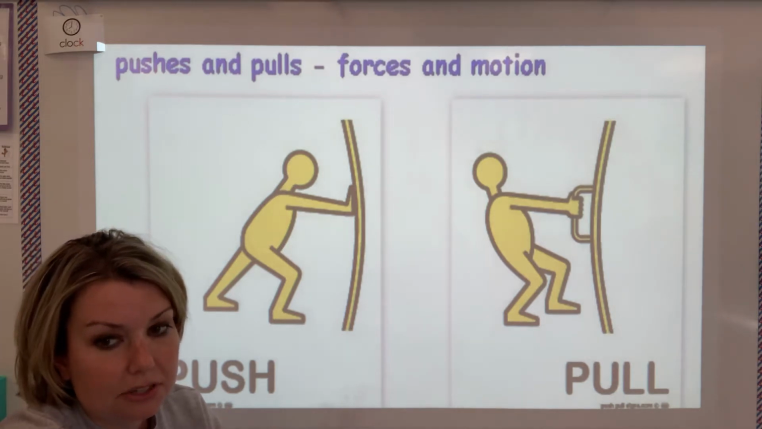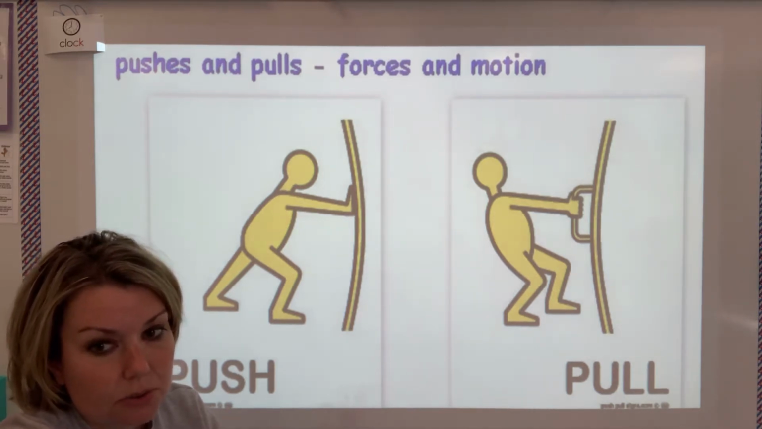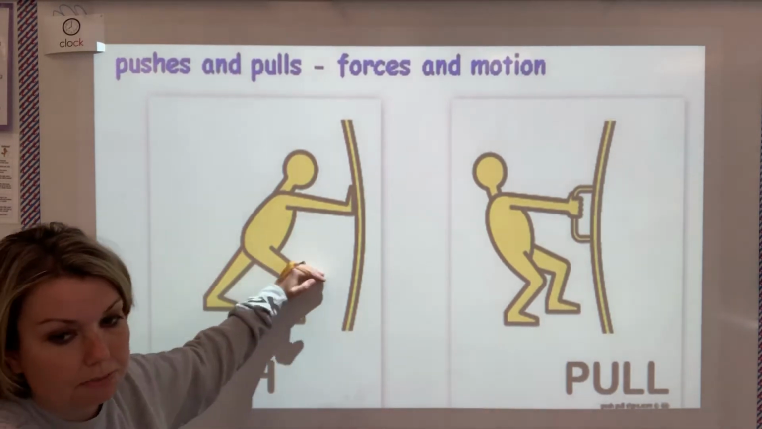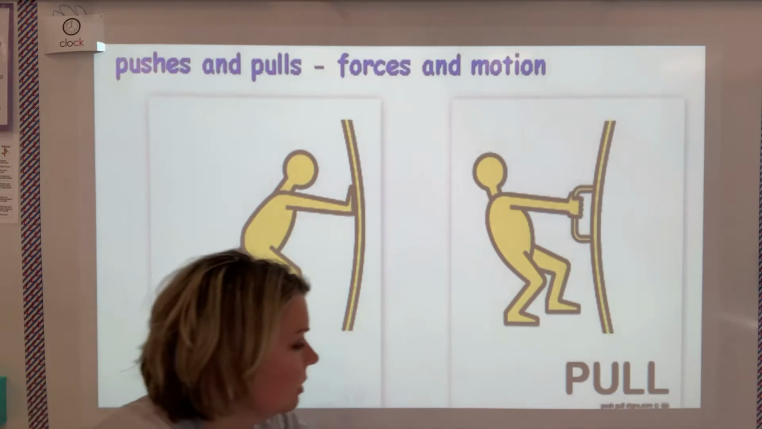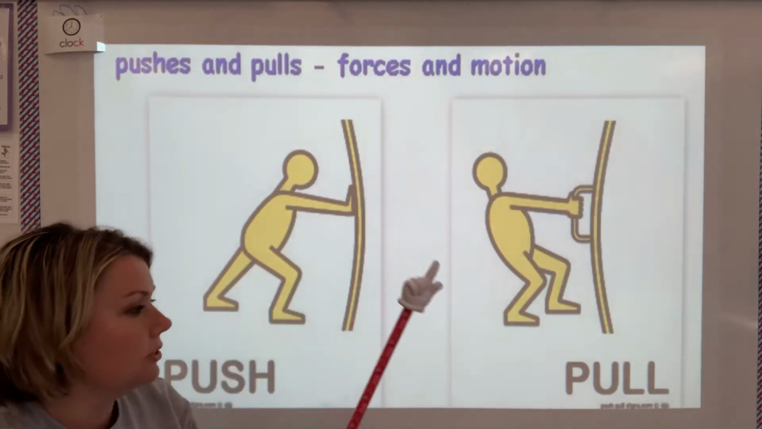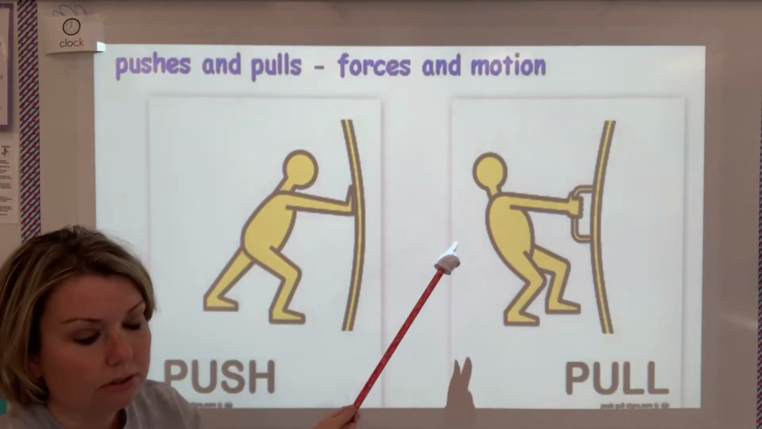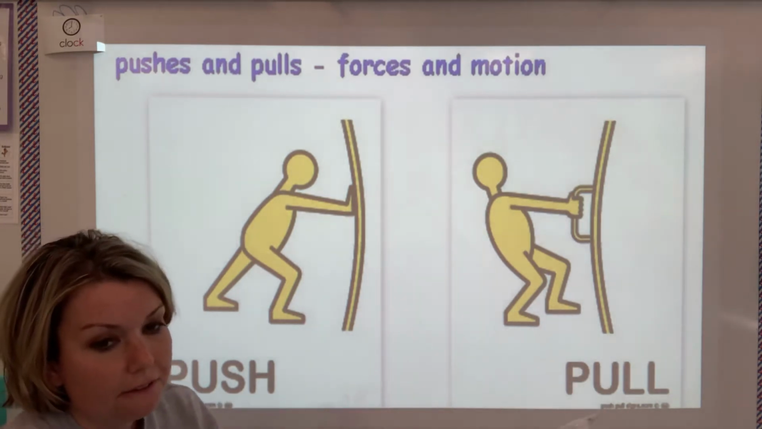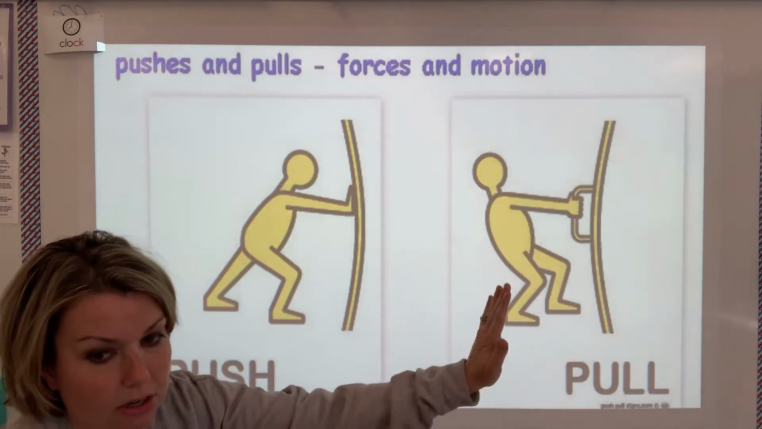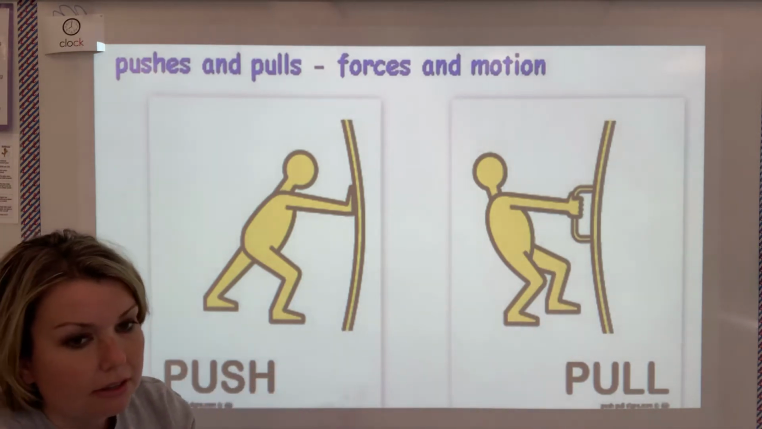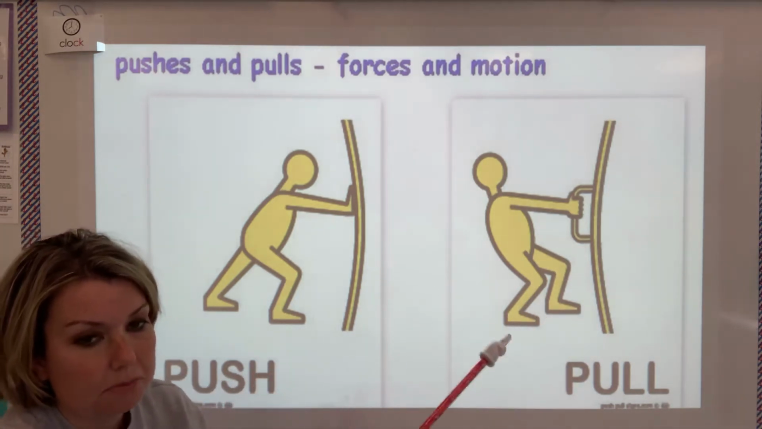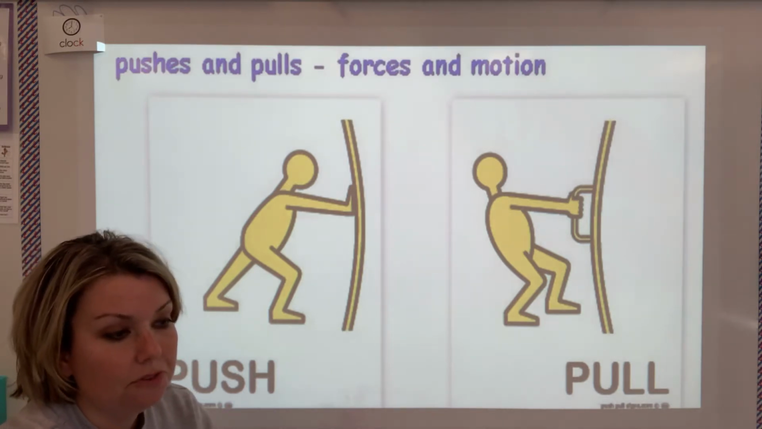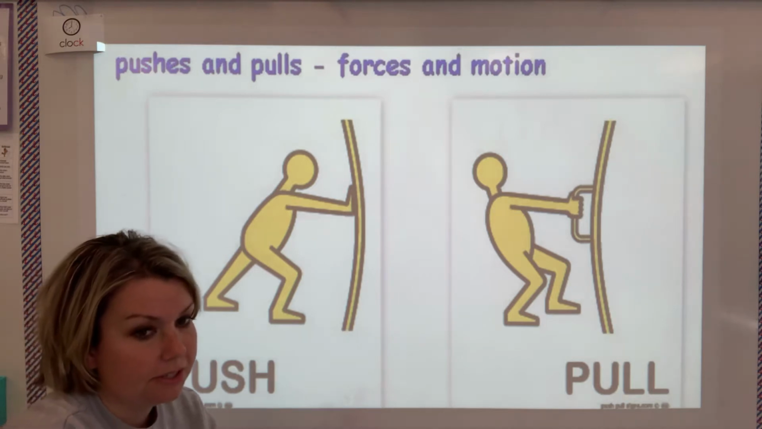In order to get the door to open, you have to either use a force called push or use a force called pull. Push or pull. The force is the pushing or the pulling. The motion is the object moving. Nothing can move without a force behind it.